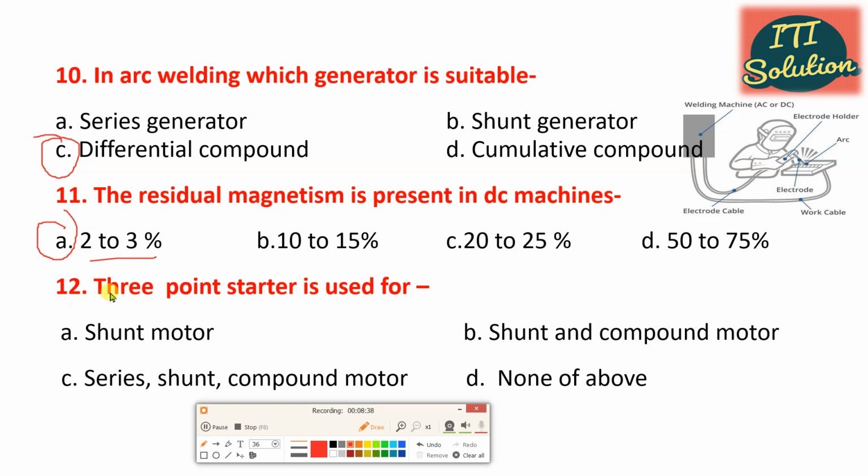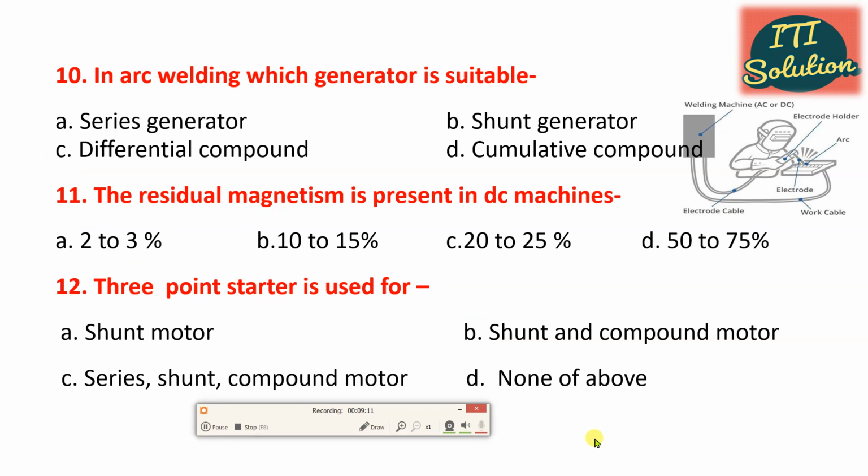Next question. A 3-point starter is used for: option A, shunt motor. Option B, shunt and compound motor. Option C, series, shunt and compound motor. And option D, none of the above. And we know the correct answer is option B, shunt and compound motor, because a 3-point starter is not used for a series motor. In a series motor, a 2-point starter is used. Okay, I hope all are clear.